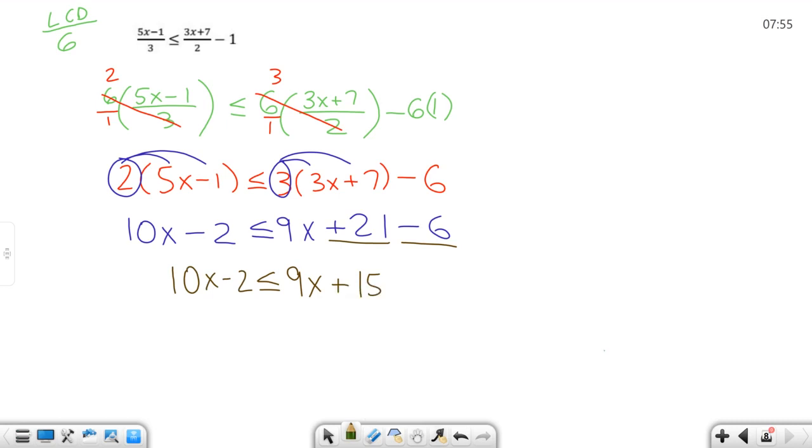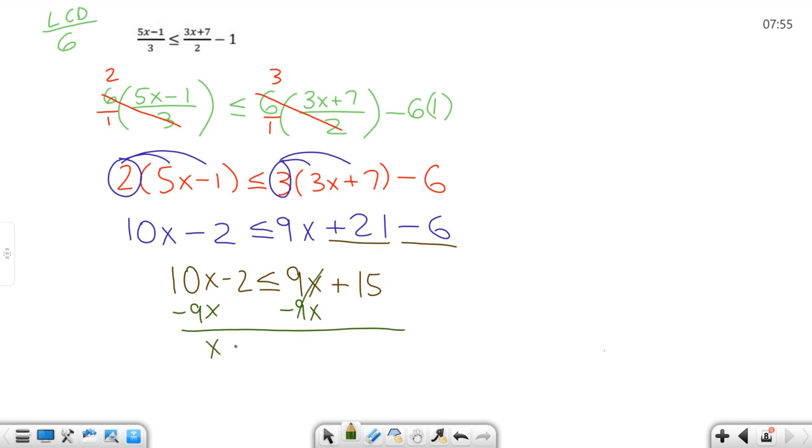I start moving things. And again, I'm going to move my 9x to the left side. I'm going to put my variables, or x's, on the left side. It's not what you have to do. I just think when you're dealing with inequalities, it's easier to read it and understand what's going on. So I'm going to subtract 9x from both sides.